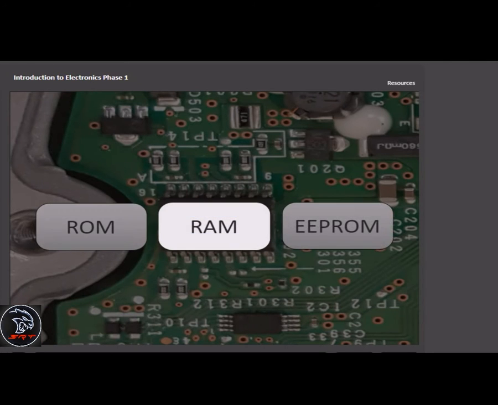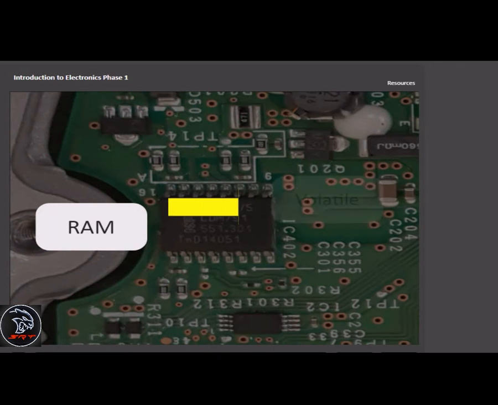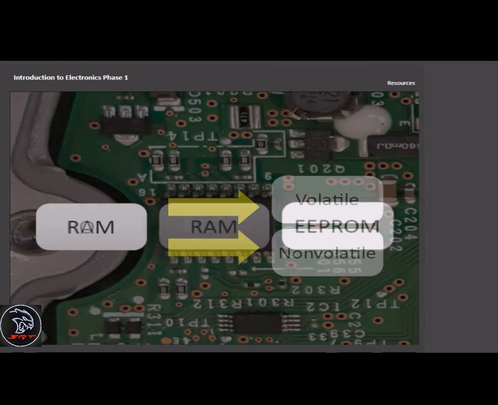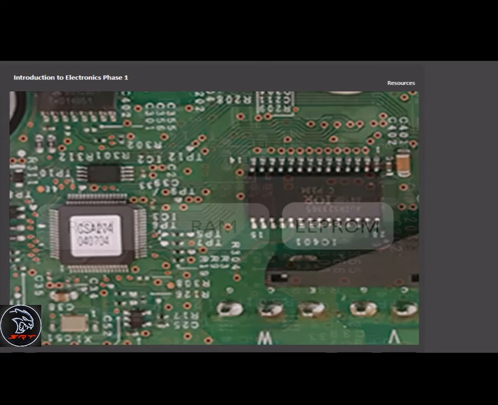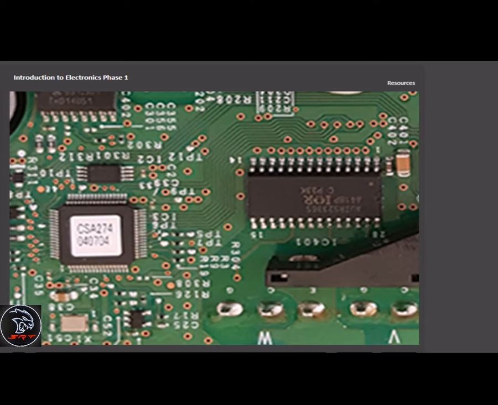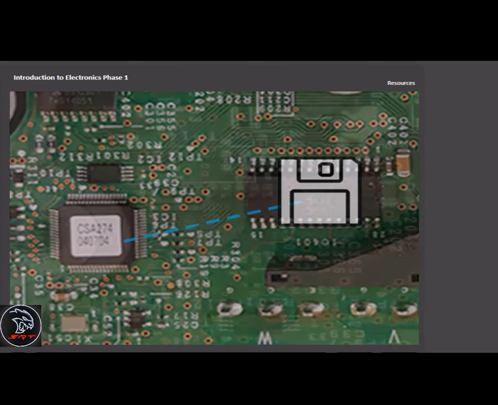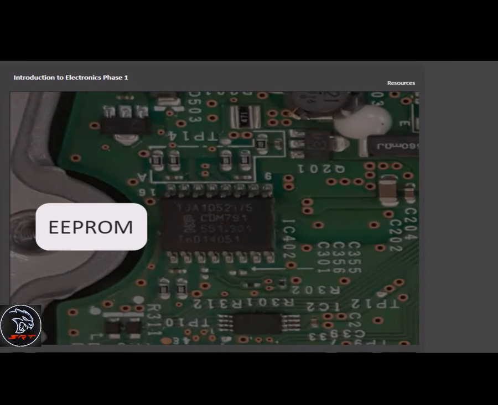Random access memory, or RAM, is memory that the CPU can read from and write to. RAM can be either volatile or non-volatile. Electronically erasable programmable read-only memory, or EEPROM, stores programs and calibrations that the CPU references. This is where module flashes are stored. EEPROM is also non-volatile.